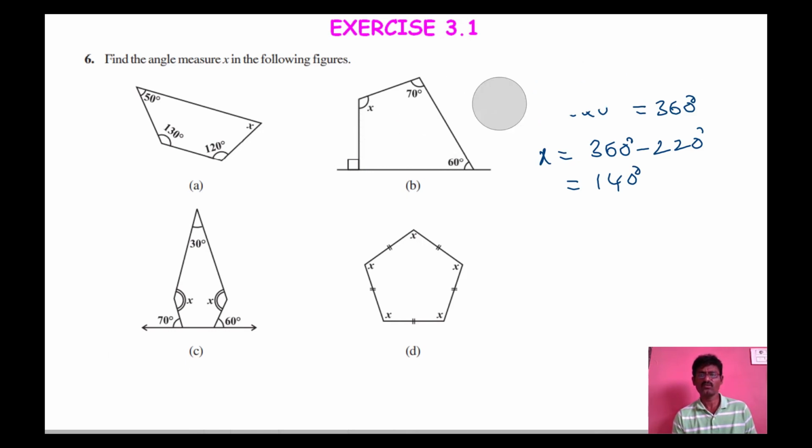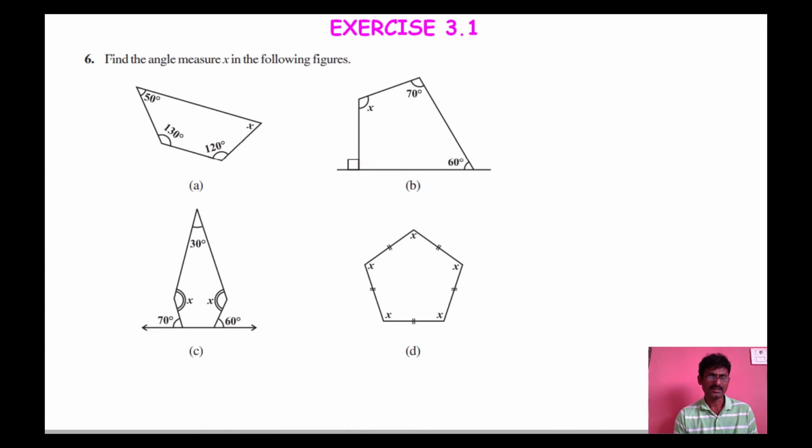Now, let us go to figure C. Here you observe we have 70 degrees. If this is 70 degrees, these two angles are a linear pair. So this angle will be 180 minus 70, which is equal to 110 degrees. And similarly, here this angle will be 180 minus 60, which is equal to 120 degrees.